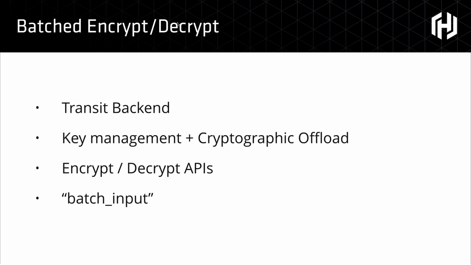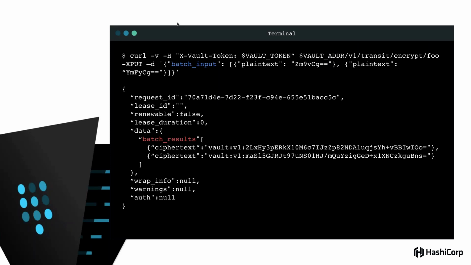Next is batched encryption and decryption. If we're making heavy use of the transit backend to do our cryptographic offload, it can often be more efficient to encrypt or decrypt many pieces of data at the same time as opposed to one request per piece. This is a relatively new enhancement. We can basically batch many different inputs to be encrypted or decrypted.